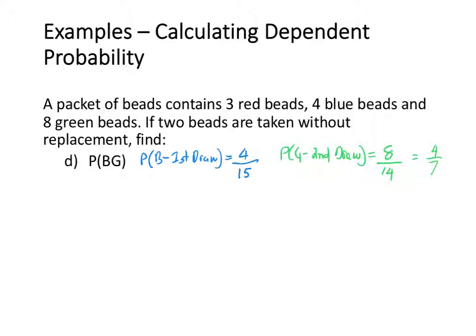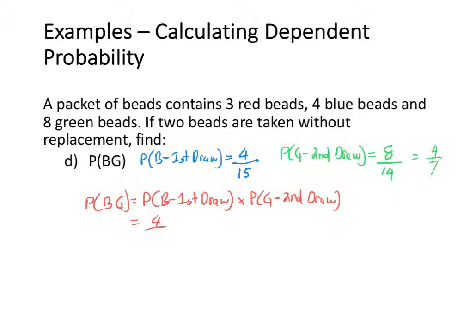Now that I've calculated my probability of the independent events happening, to find the probability of getting a blue and a green, I need to multiply the two events together. So multiplying the two events, the probability of getting a blue on my first draw is 4/15, multiplied by the probability of getting a green on my second draw, 4/7. So multiplying the two fractions together, that is going to equal 16/105. So the probability of getting a blue and a green is going to be 16/105. So that's some examples of how we calculate dependent probability.